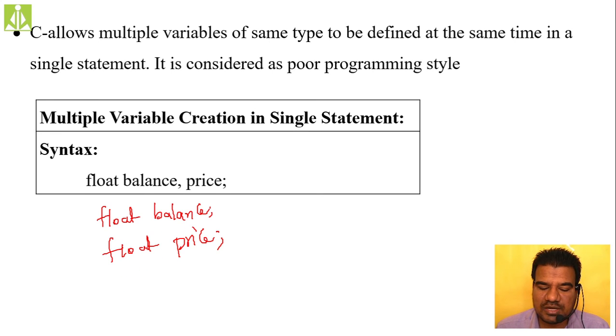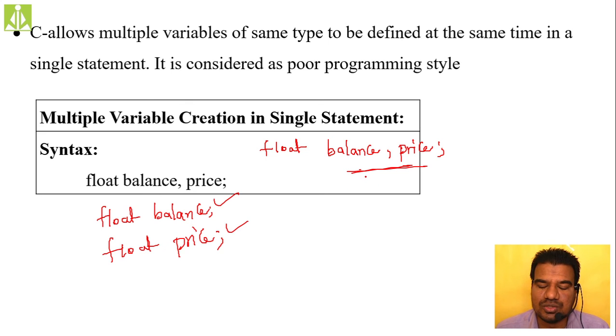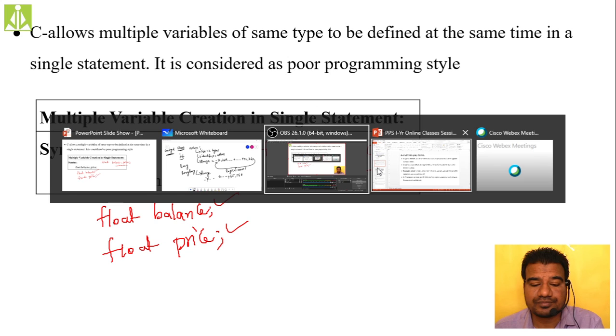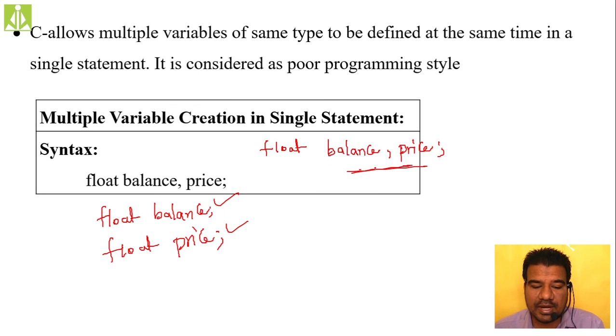So you can do two separate statements, or just to minimize and optimize the code, you can do both things in a single statement. Float balance comma price, like this you can do. Hopefully you understood. You can do it separately or inside a single statement.